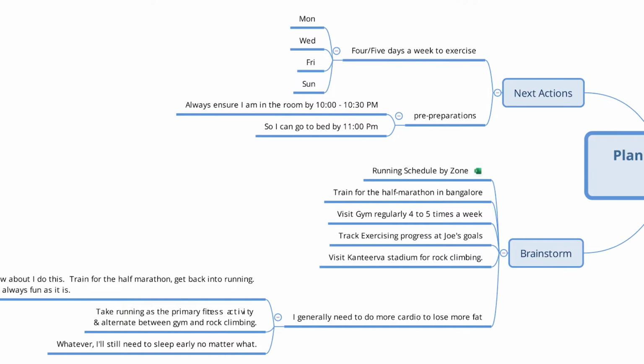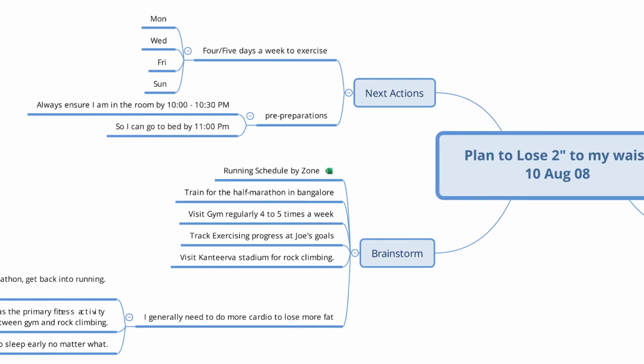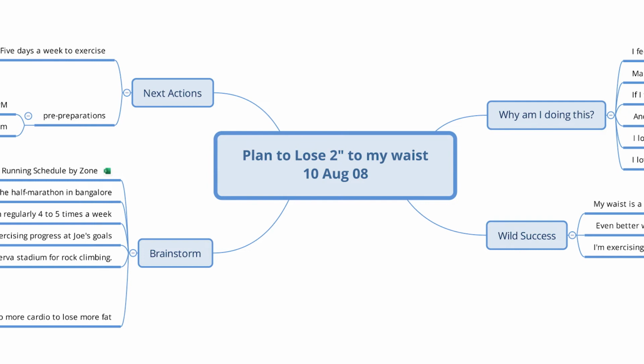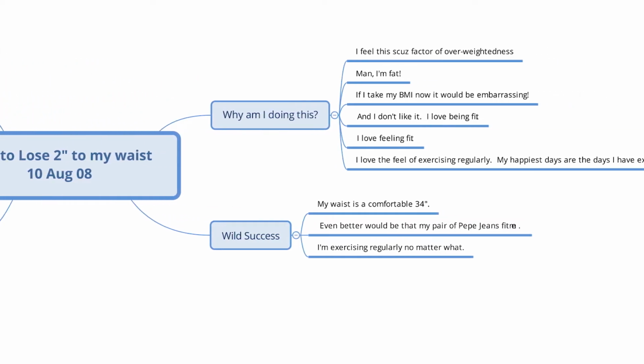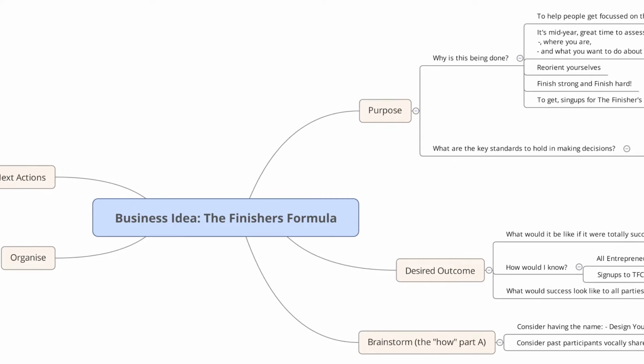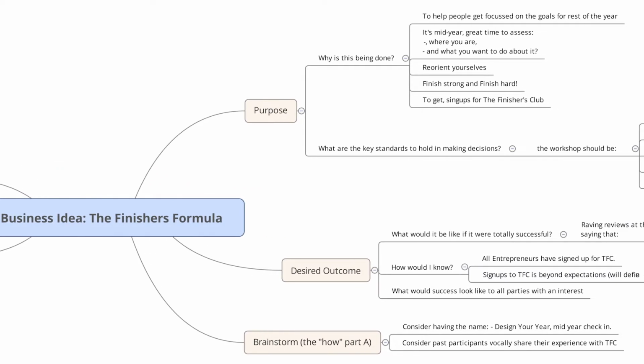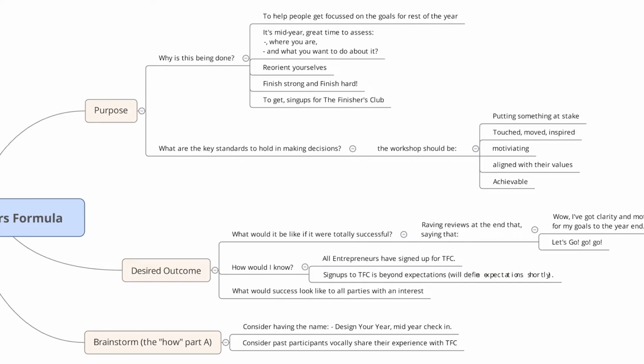Now, I've used the natural planning model a lot. I use it all the time. And here are examples where I have used it. I wanted to lose weight. I wanted to lose 2 inches from my belly. One of the first things that I did, I used the natural planning model to brainstorm and come up with ideas how I could do that. I wanted a new product for my business, and at that time the working name was the Finishers Formula. Once again, I used the natural planning model to move forward on that.